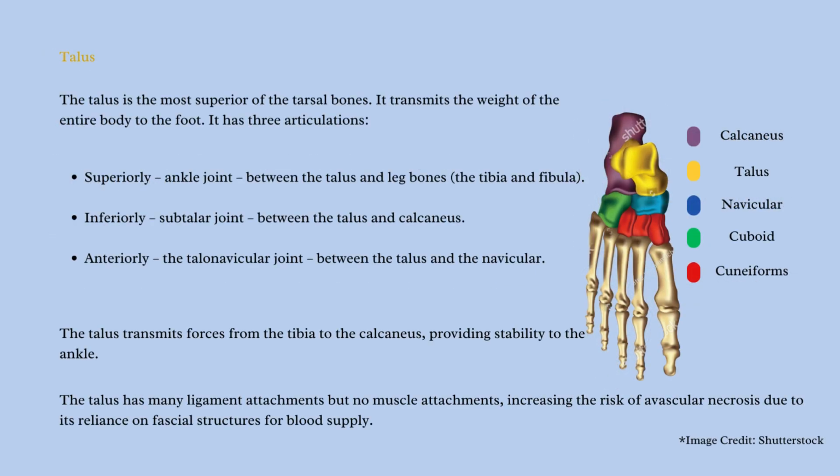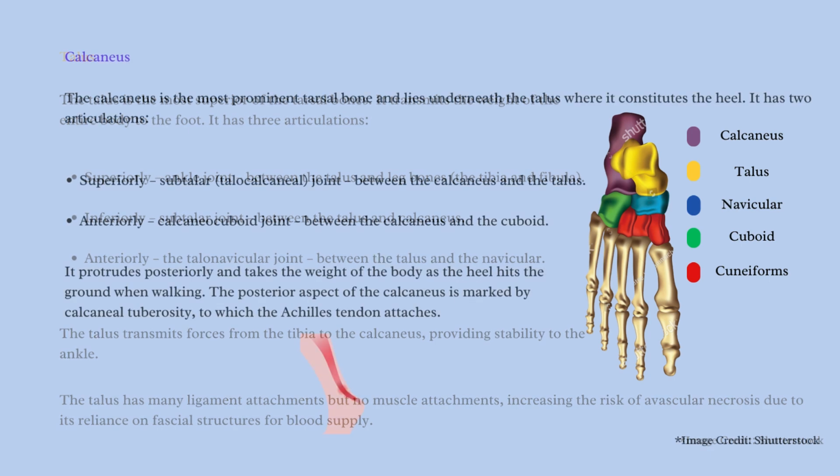The talus is the most superior of the tarsal bones. It transmits the weight of the entire body to the foot. It has 3 articulations: superiorly, the ankle joint between the talus and the leg bones; inferiorly, the subtalar joint between the talus and calcaneus; anteriorly, the talonavicular joint between the talus and the navicular. The talus transmits forces from the tibia to the calcaneus, providing stability to the ankle. The talus has many ligament attachments but no muscle attachments, increasing the risk of avascular necrosis due to its reliance on fascial structures for blood supply.